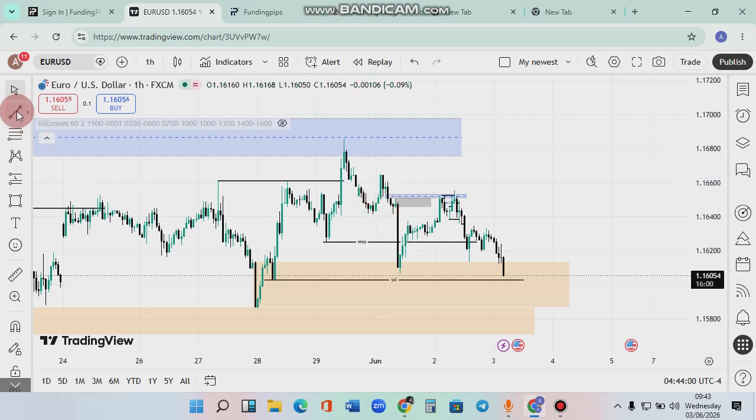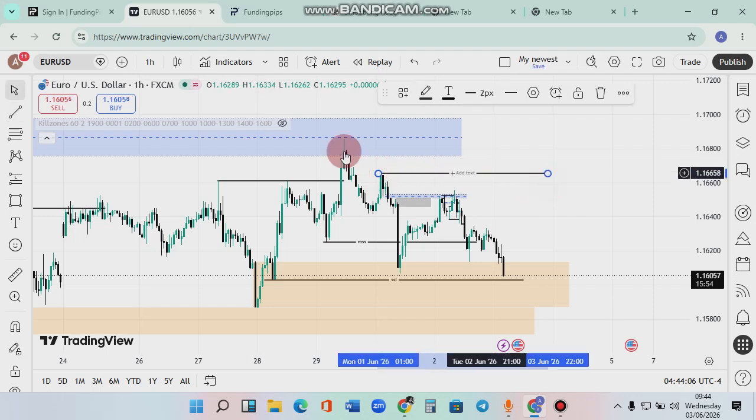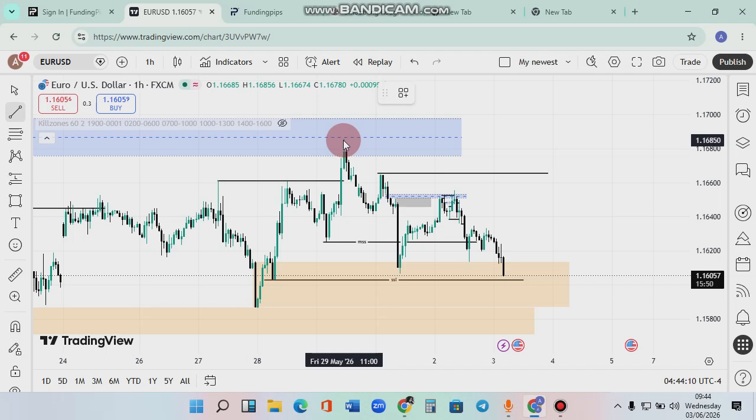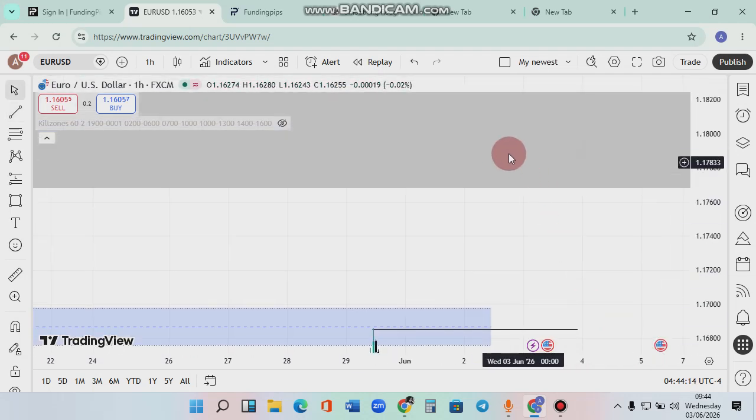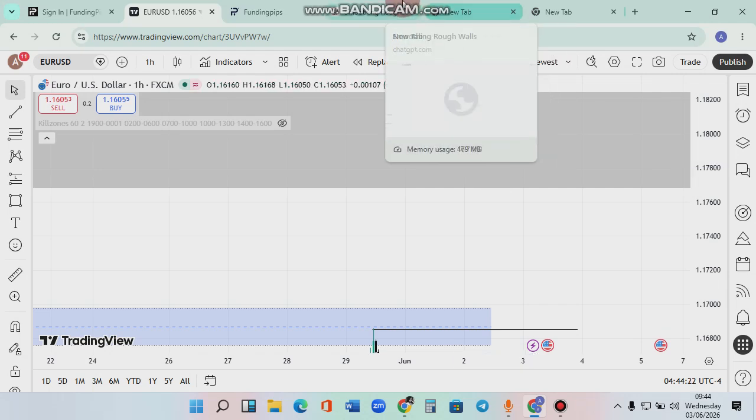We have another here. Look at this leg here. From this leg to this leg, we have this high to sweep. We have this high to also sweep. So like I said, I still believe that price will still go more bullish and it will end here. Then this is the final junction for Euro USD to now start selling.